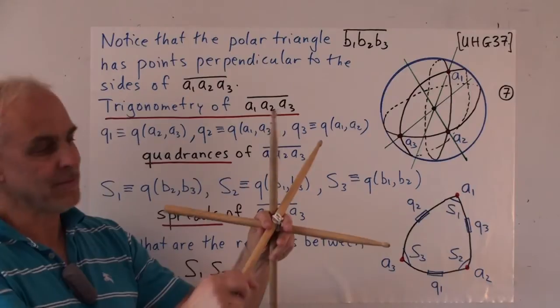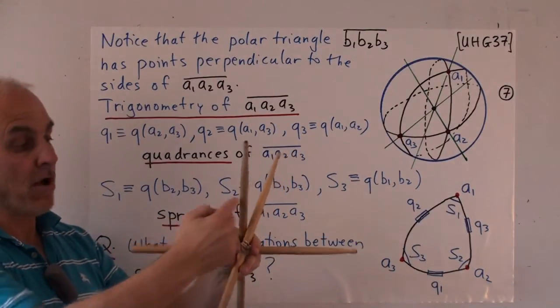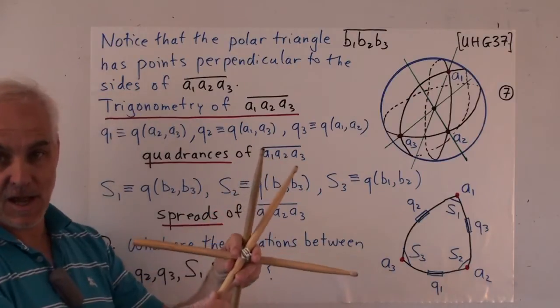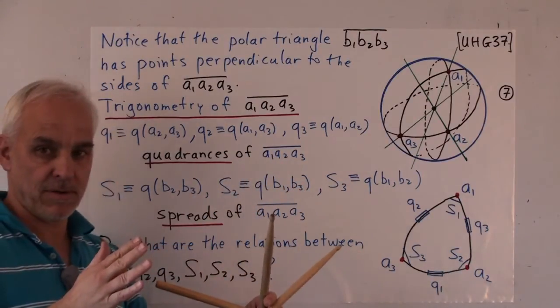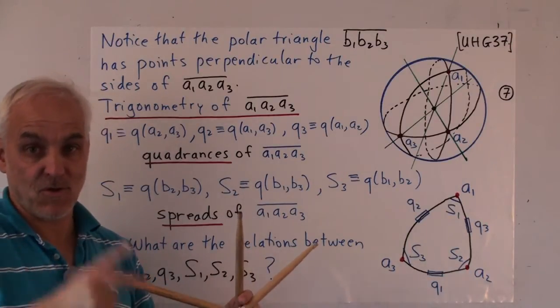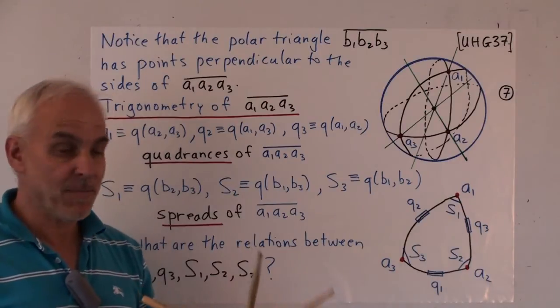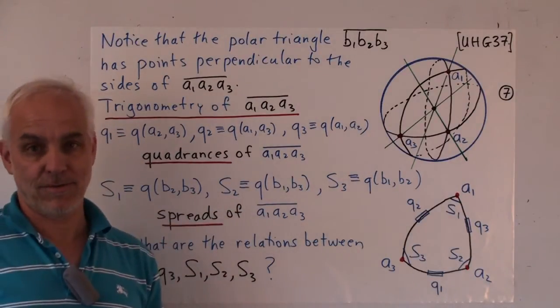All right, so here's our elliptic triangle, A1, A2, A3, and it has quadrances. These are the quadrances between pairs of these lines. Okay, but now we also have this polar triangle, which is introducing another three quadrances. So the quadrances of the polar triangle, we're going to define them to be the spreads of the original triangle.